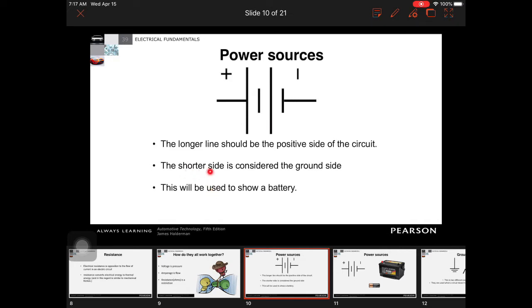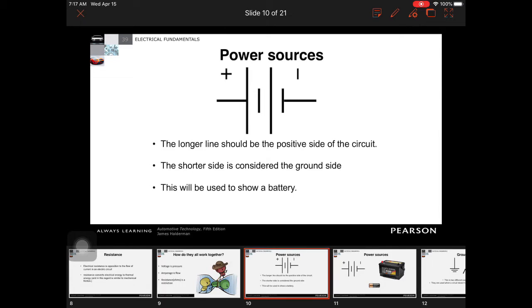So the shorter side is connected to the ground side. So we see that short line, that denotes the ground side of the circuit. And then the longer line here should be the positive side. So the longer line is what's called the anode, or the positive, and the shorter line is what's known as the cathode, or the shorter side. So this will be used to show a battery.